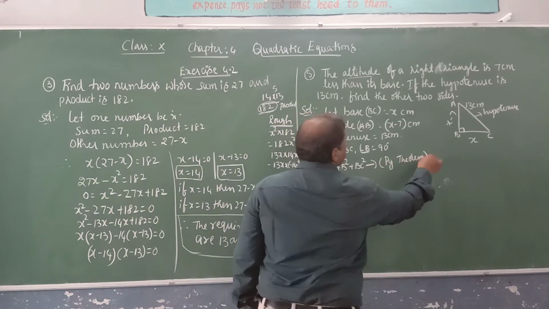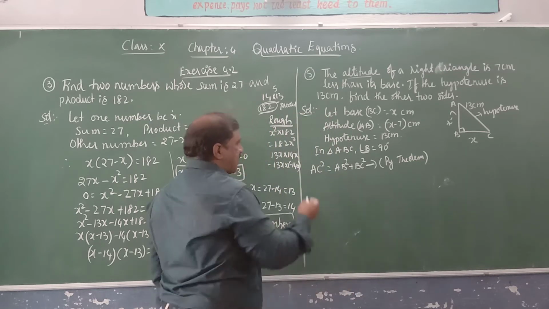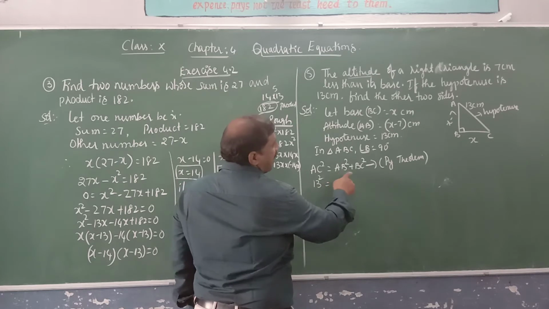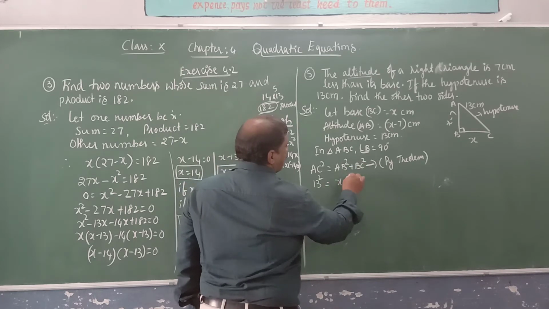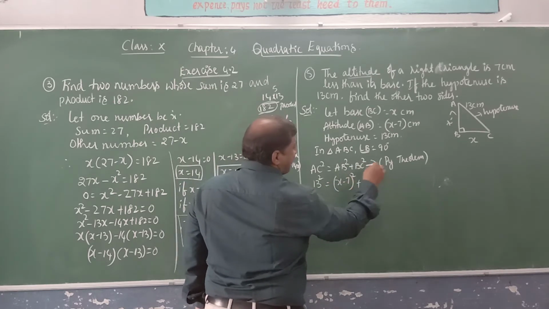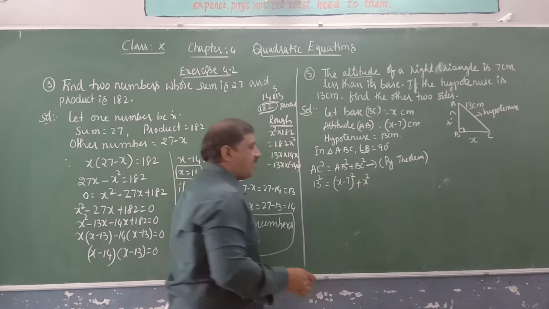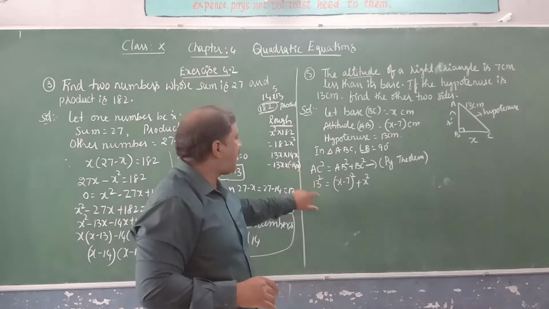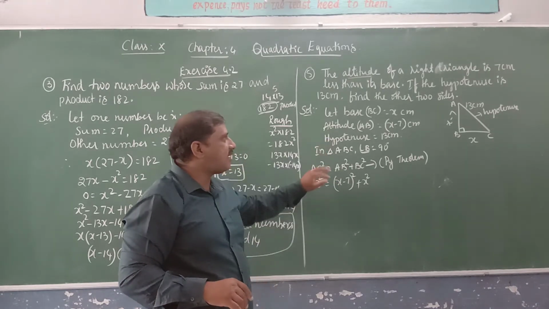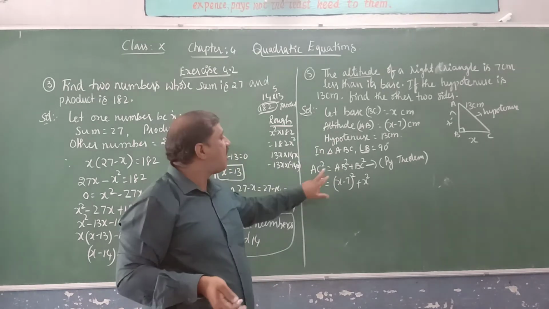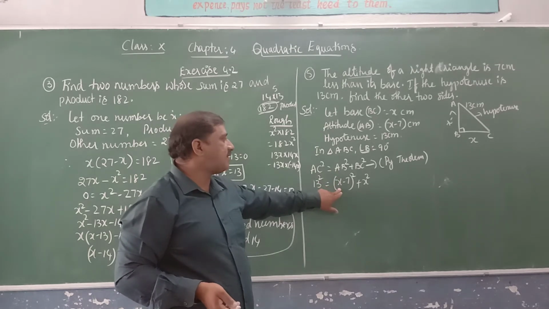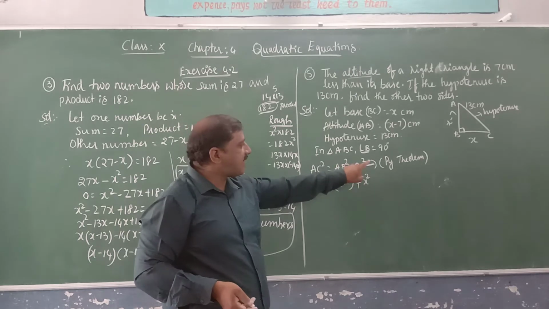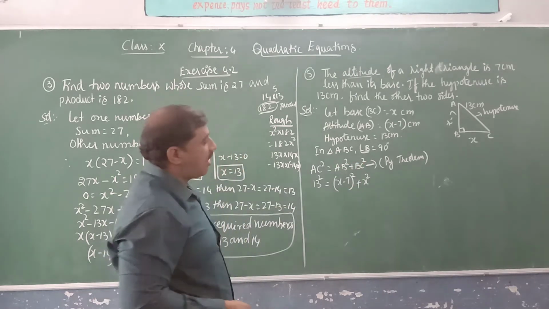When we apply this, substitute AC equals 13, therefore AC square is 13 square, and AB is x minus 7, therefore AB square is x minus 7 whole square, plus BC is x, so BC square is x square. Substitute the values from the figure like this.